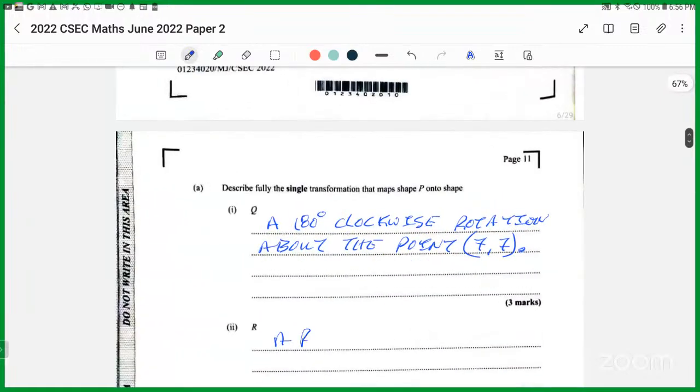A reflection in the line x equals 1. That's it. All right, that's an easy one.